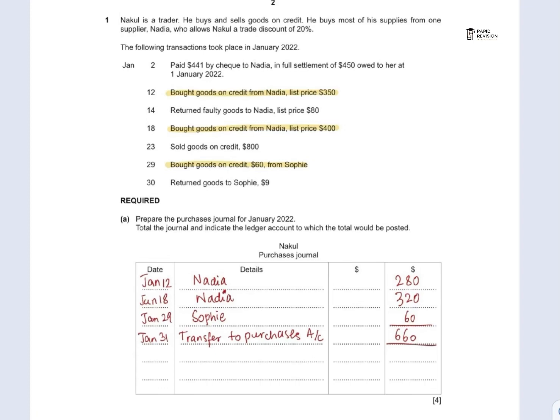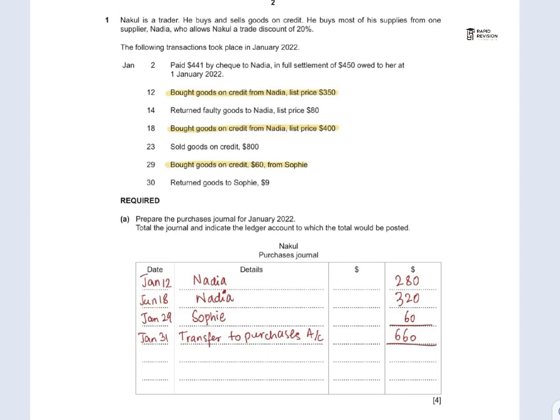So for January 12, the amount would be 350 multiplied by 20%, that is equal to $70. 350 minus $70 is equal to $280. $280 is the amount after the trade discount. Similarly, for January 18, you need to do 400 multiplied by 20%, that is equal to $80. 400 minus $80 will give you $320. And for January 29, you don't get a discount, so you just put the amount as it is.